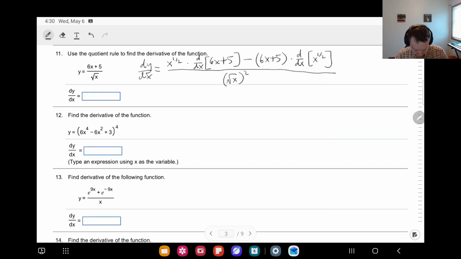Now we start taking those derivatives. So we've got here, let's write down here, x to the 1/2 times 6. So let's just write 6x to the 1/2 minus. Now we've got to distribute here. Might want to take this part a little slower, actually. Here I took the derivative of x to the 1/2. And that is over x.